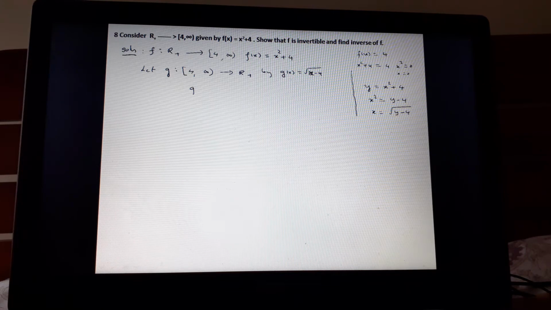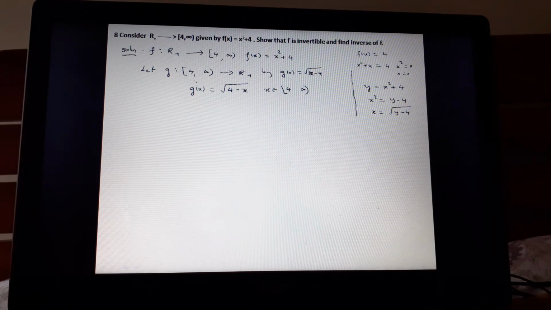Now g of x is, therefore I will write again, square root of x minus 4 and x belonging to 4 to infinity. So now show that this is the inverse of f. What is the procedure? We have to find f of g of x and g of f of x. Therefore let us find first g of f of x, which is g of x square plus 4.